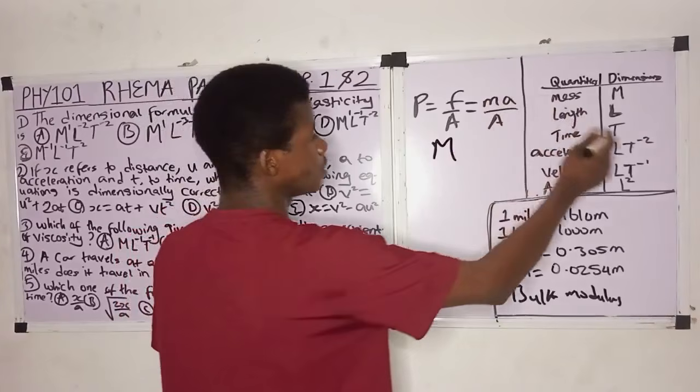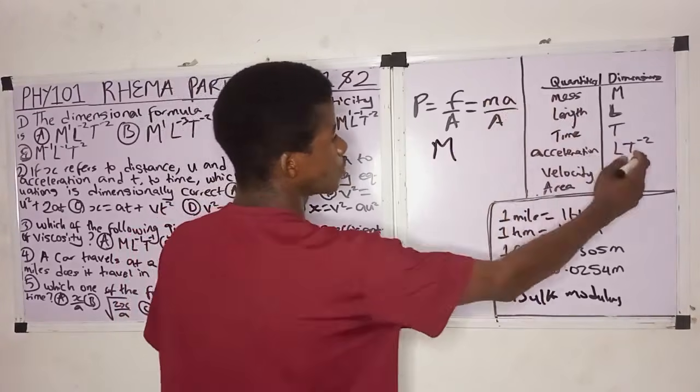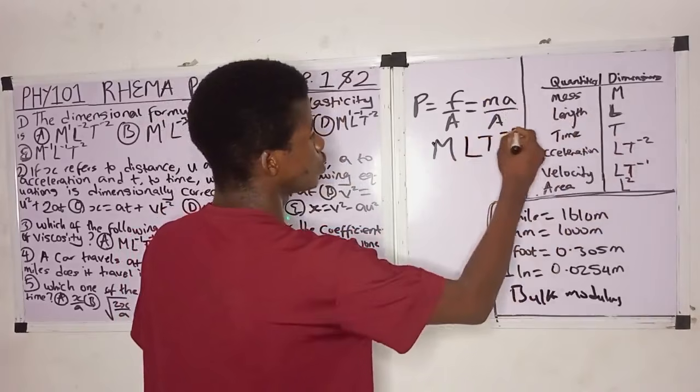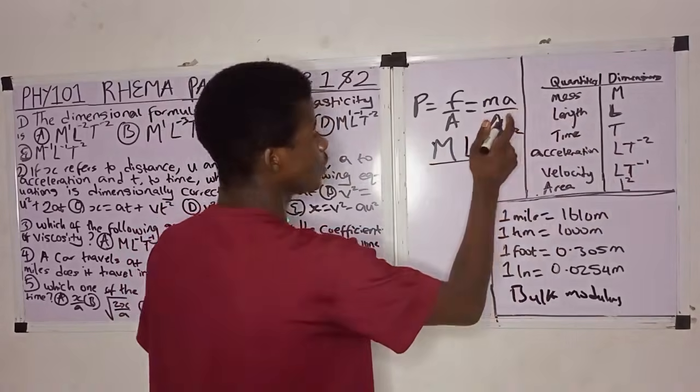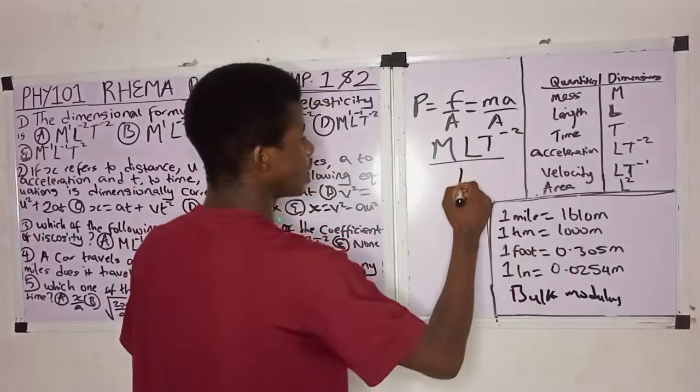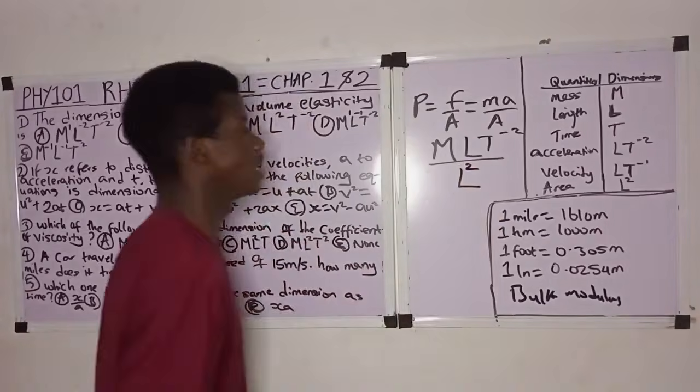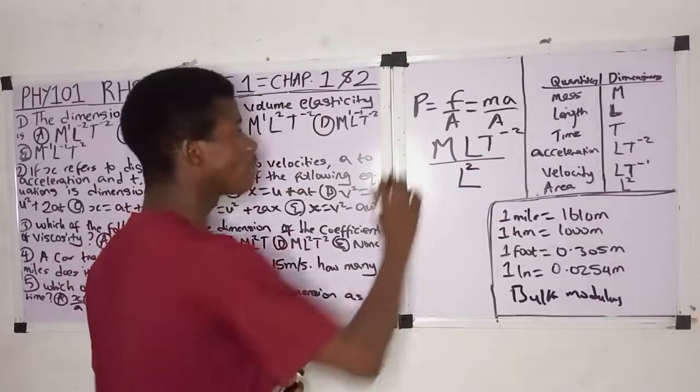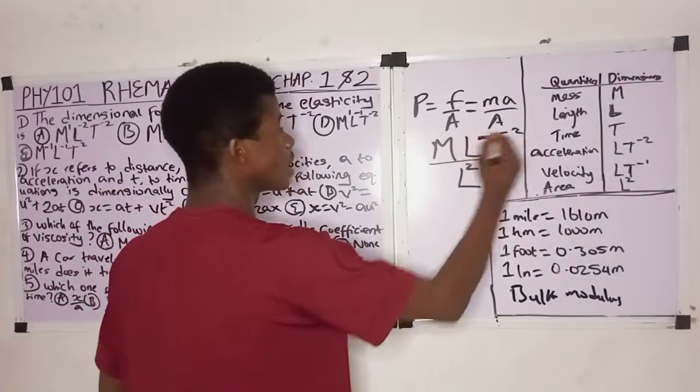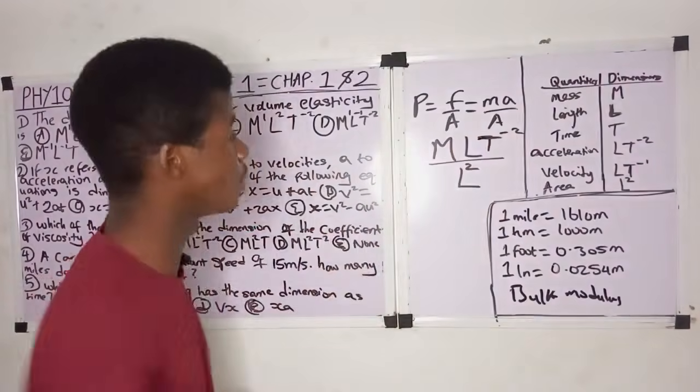Now, the dimension for acceleration is LT raised to power minus 2, right? Then divided by the dimension for area, which is L raised to power 2, right? Okay, now we are done with this aspect. Let's simplify it further, okay?